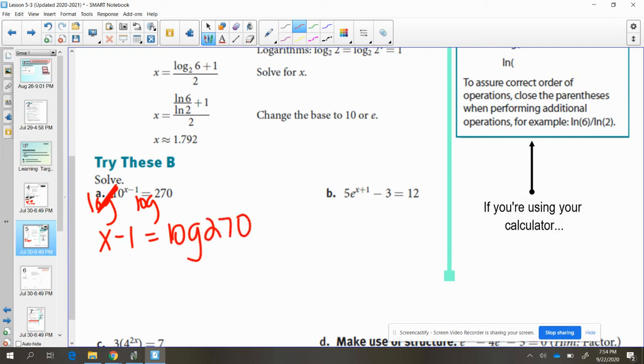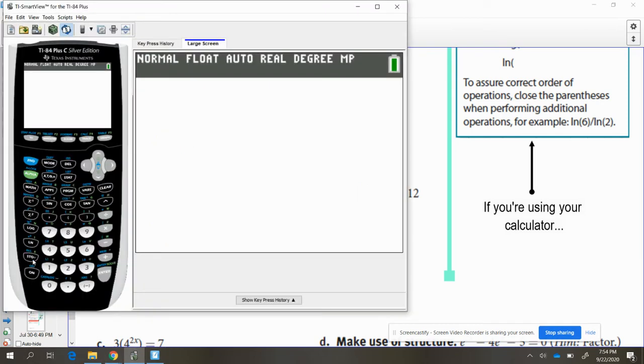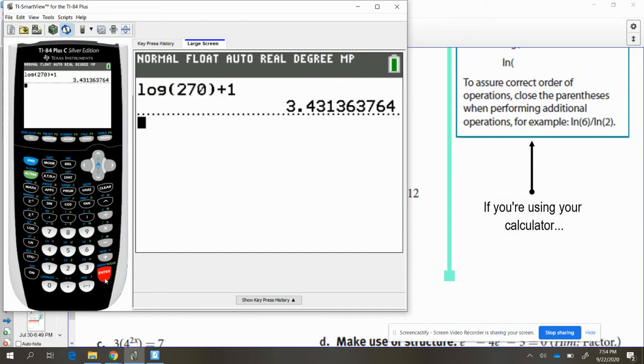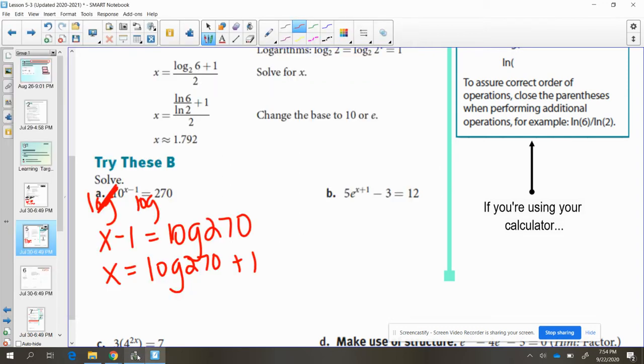And then we can add 1 to both sides to get our value of x by itself. Now, this is where they were talking about you're going to want to be careful to make sure that you close your parentheses, because otherwise you're going to end up getting the wrong value here. So again, approximately 3.43 is going to be our answer here.